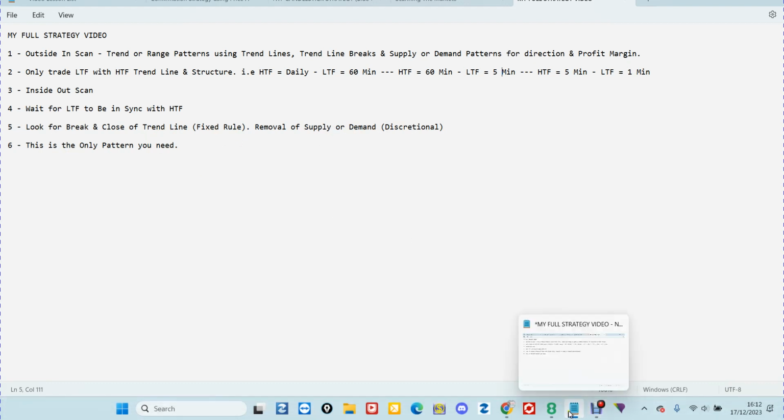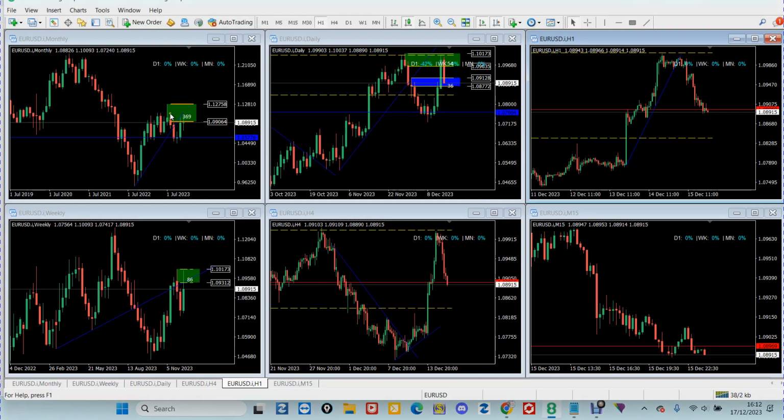So what is the pattern? Let's go into the chart. Here's an example. We're going to use the monthly, we can use the weekly, the daily, the 240, the 60 and a 15-minute just as an example, and we can go right down to the 1 minute. I made a video on this, which I'll show you, just what I was looking for to take this trade to short the market here.